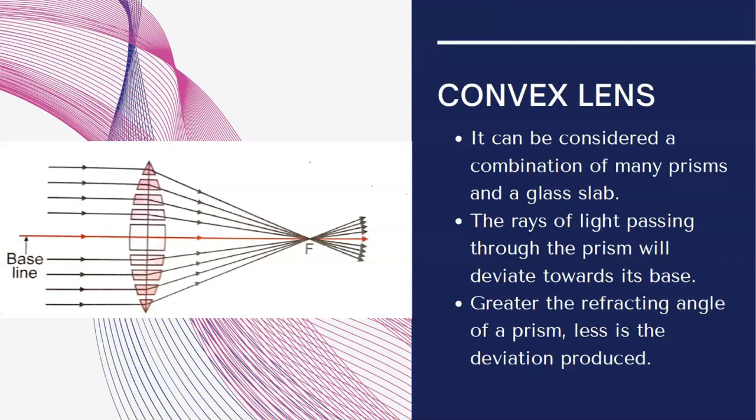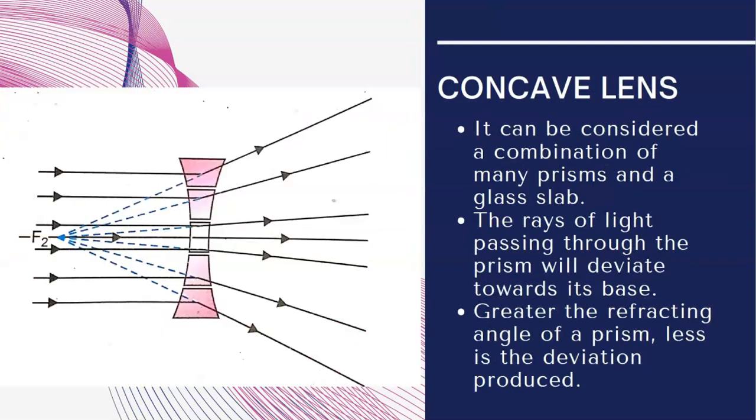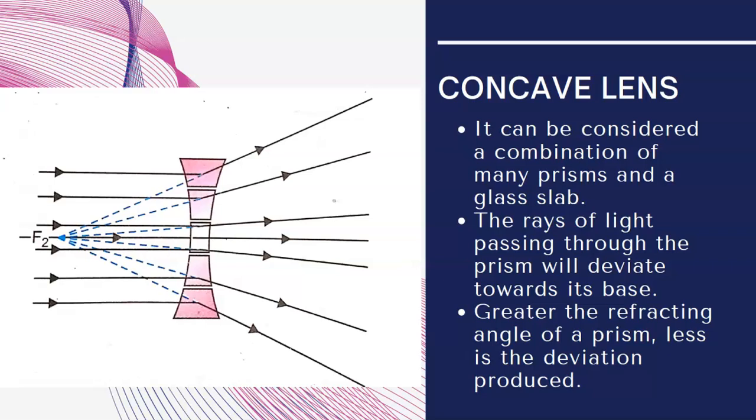Similar thing can be explained for a concave lens. A concave lens is also a combination of many prisms and a glass slab. If you look at the center portion, the centerpiece is a glass slab, and at the top there are inverted prisms, while at the bottom there are erect prisms.